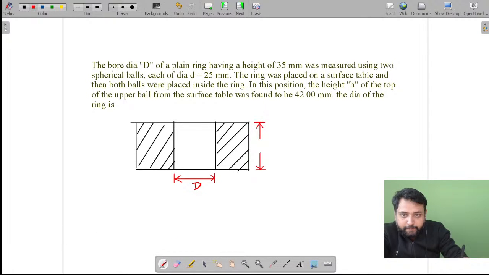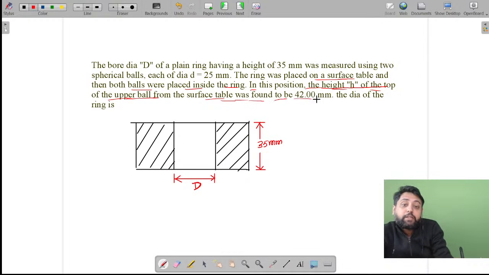This height is 35 mm. It was measured using two spherical balls, each of diameter 25 mm. The ring was placed on a surface table and then both balls were placed inside the ring. In this position, the height h of the top of the upper ball from the surface table was found to be 42 mm. Find the diameter of the ring.